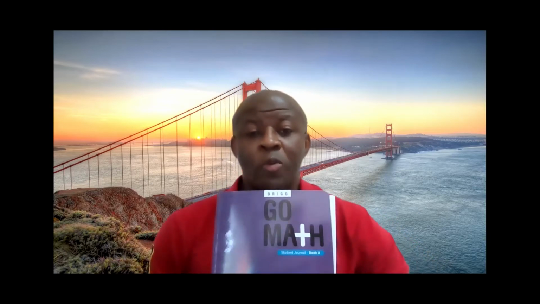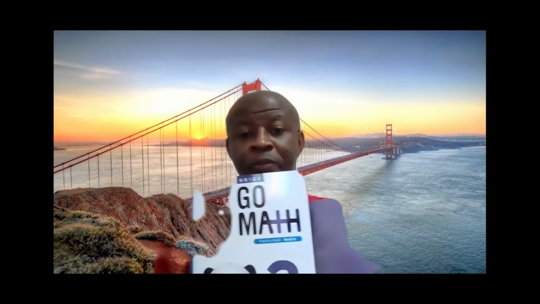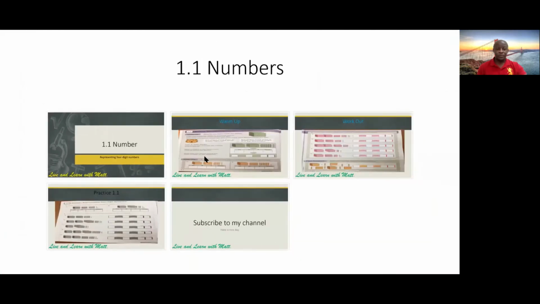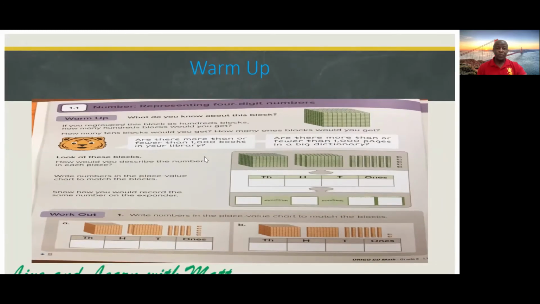In this video, we will be using the Go Math Journal Book A and the Practice Book A, okay? For the Student Journal Book A, please open on to page 8. We'll talk about numbers, and we will also be presenting four-digit numbers. So let's take a look at the warm-up.